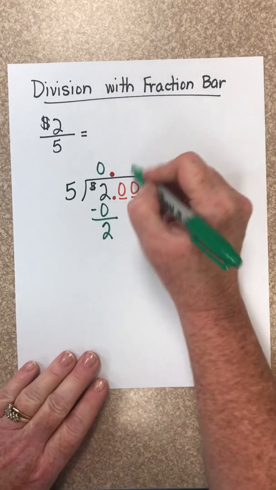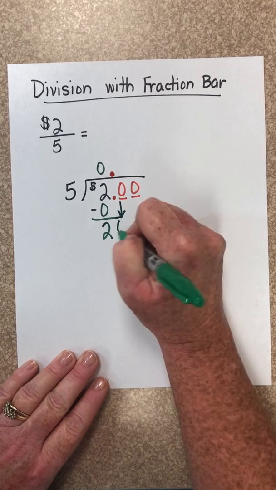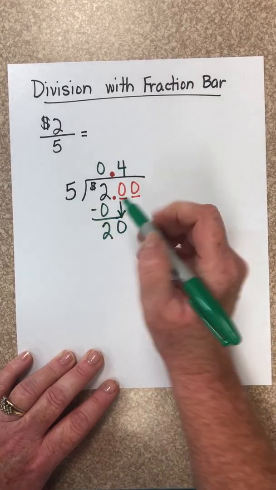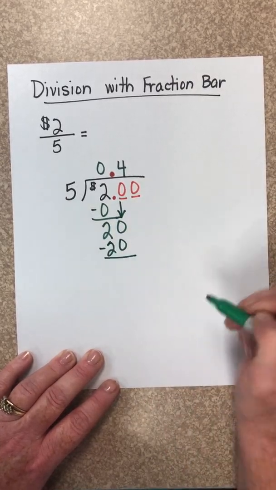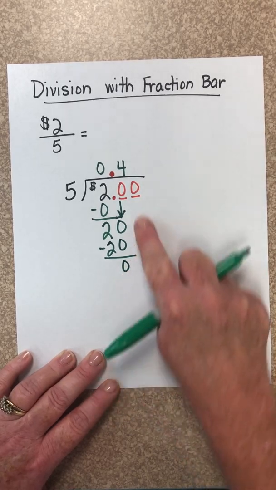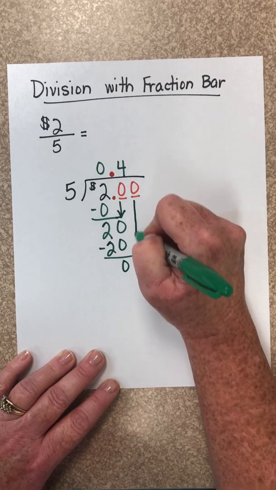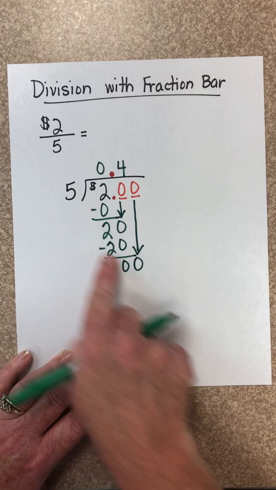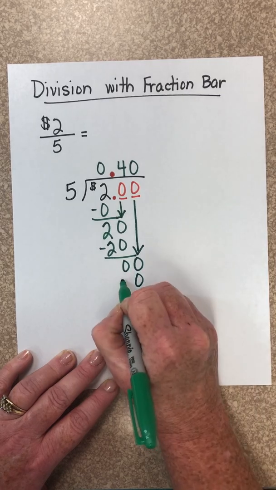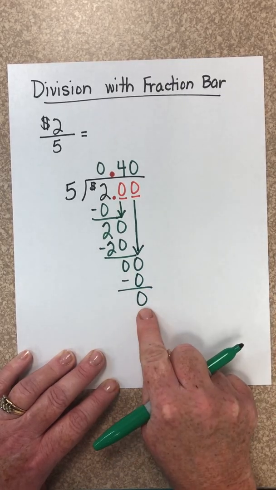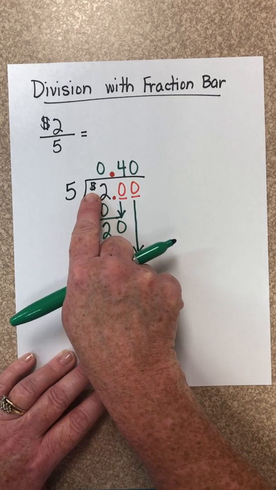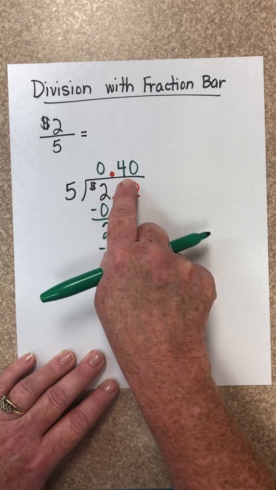All right, so now let's bring down that next digit, and it's a 0, and we have 20. How many 5s are in 20? 4. 4 times 5 is 20. Let's subtract. 20 minus 20 is 0. Well, you might think that we're done, but we're not because we have another 0. So let's bring that down into place. How many 5s are in 0? 0. 0 times 5 is 0. Let's subtract. This 0 tells us we are finished. We know this because we are dealing with money, and money must have 2 decimal places.